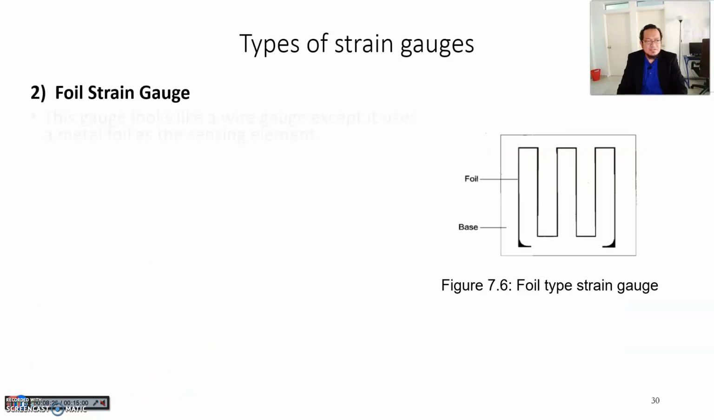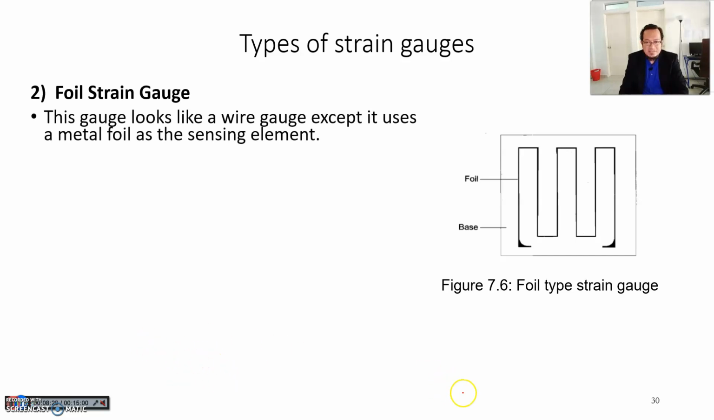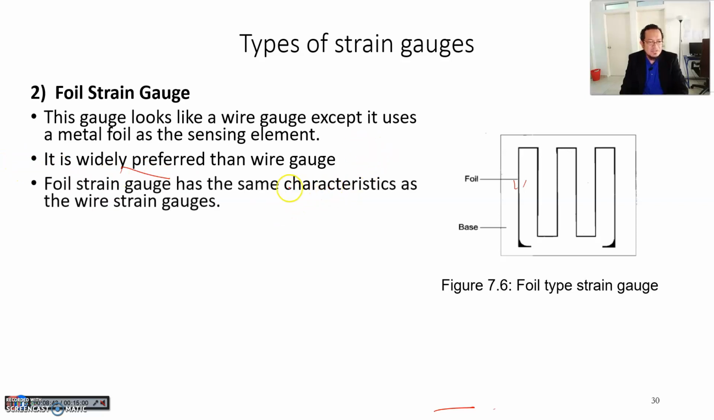A foil strain gauge basically looks like a wire gauge. It's the same, except instead of using a wire, it uses a foil up here. This is a foil. It's a bit thicker than the wire. It's widely preferred over wire gauge. Foil strain gauge has the same characteristic, basically the way it is used. The only difference is basically the type of conductor used. It's wire, and this is a foil.